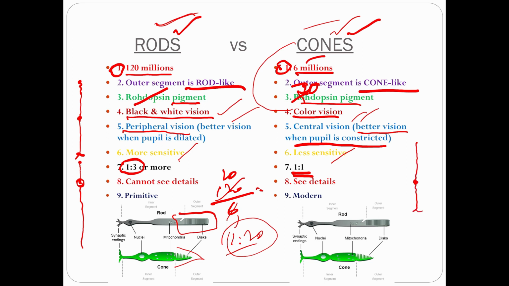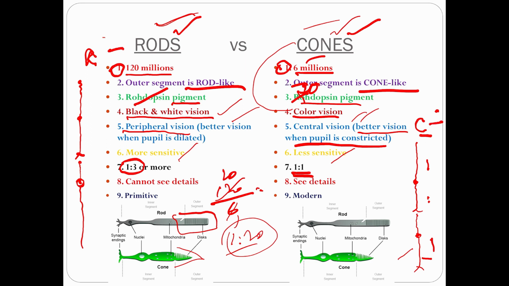This is the synaptic terminal, and here again are the bipolar cells. In the case of cones, there is a 1:1 ratio, meaning one bipolar cell can only be stimulated by one cone. And I tell you that a bipolar cell cannot receive rod and cone both together. Either it receives cone or it receives rod. So that means it is receiving just one cell.